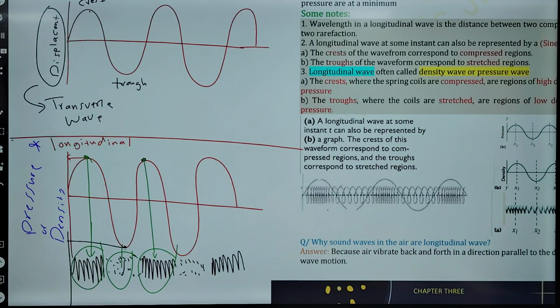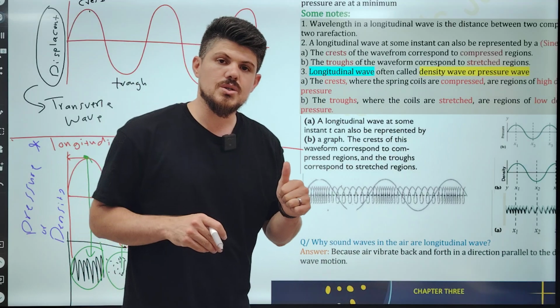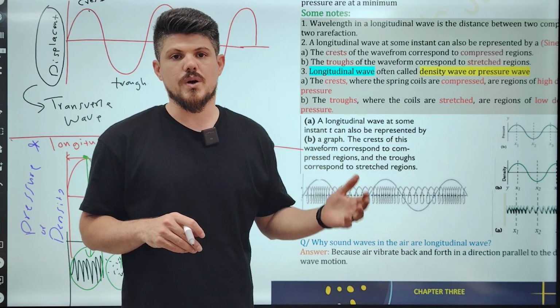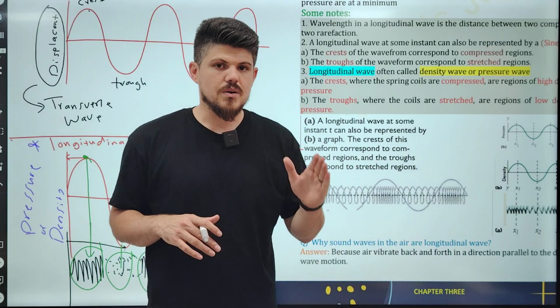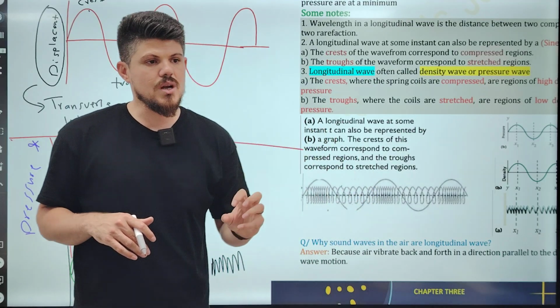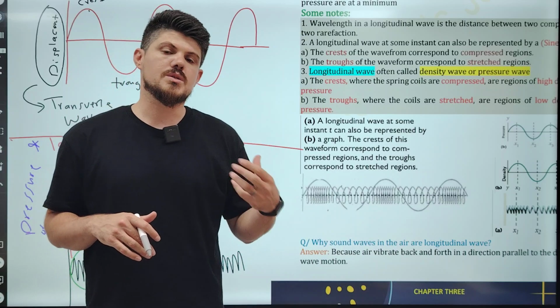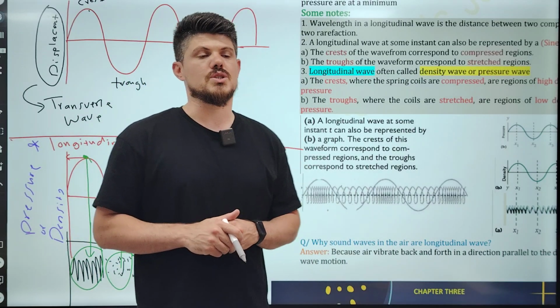Okay? So finally we can represent a longitudinal wave as a sine wave. How? You can say the crest of the sine wave corresponds to the compression region, and the trough of the sine wave corresponds to the stretched or rarefaction region.